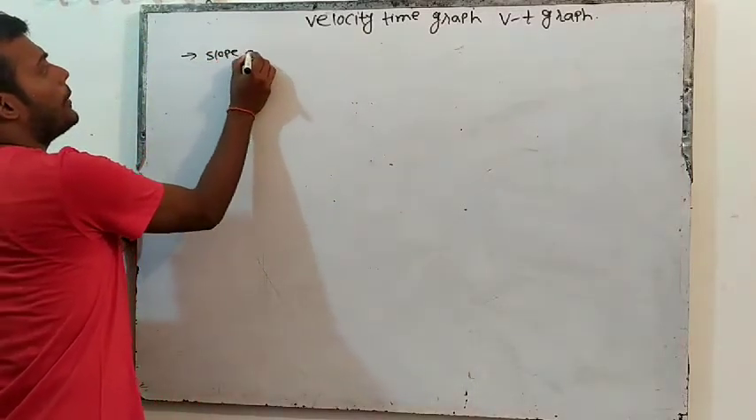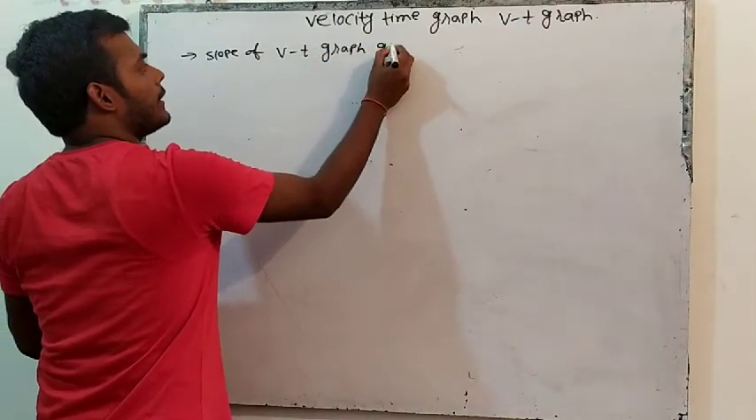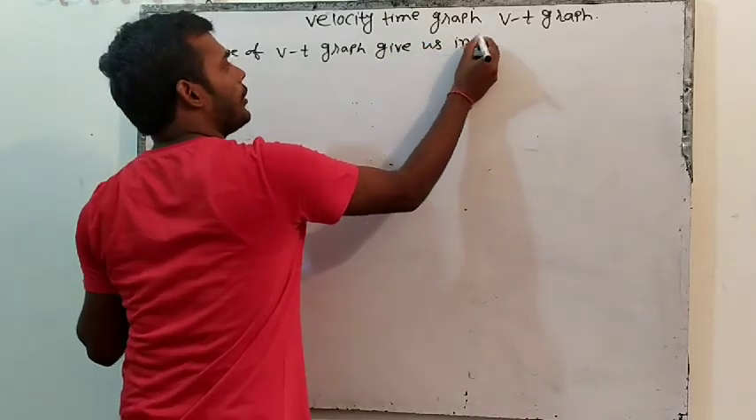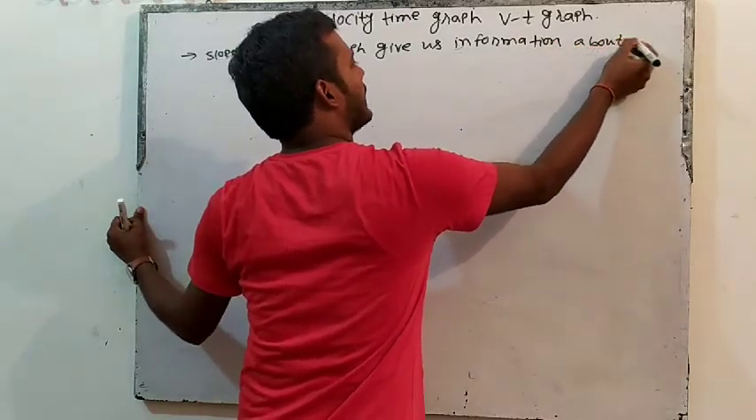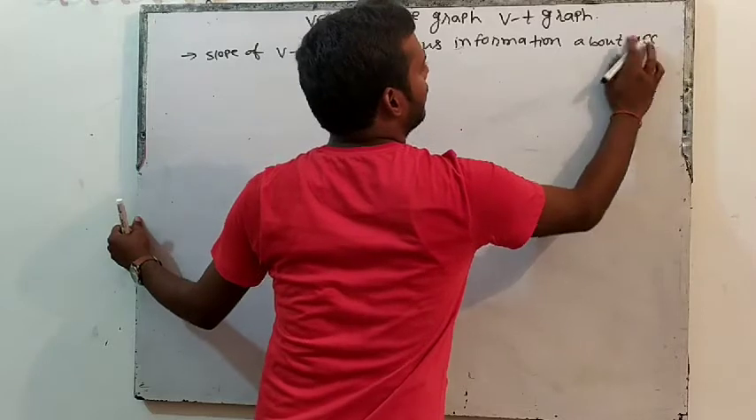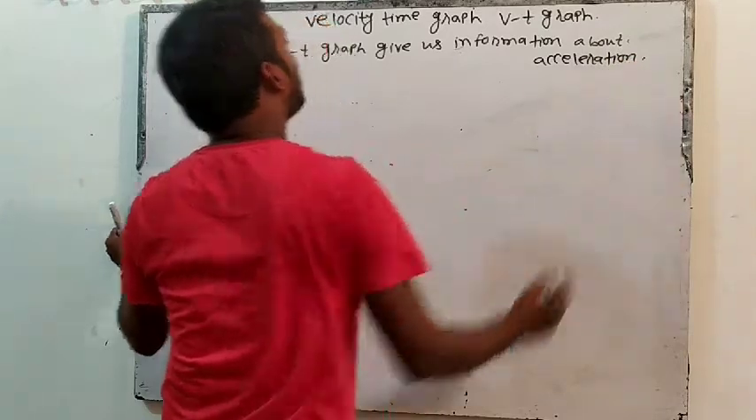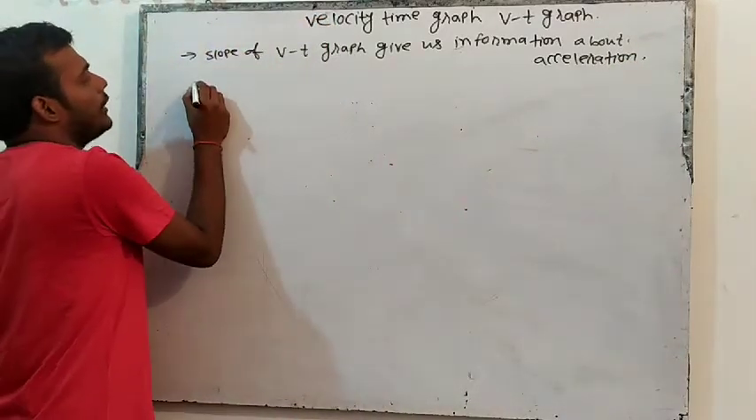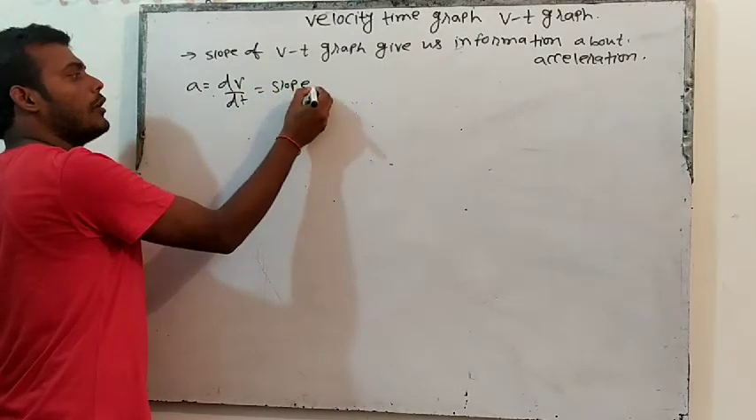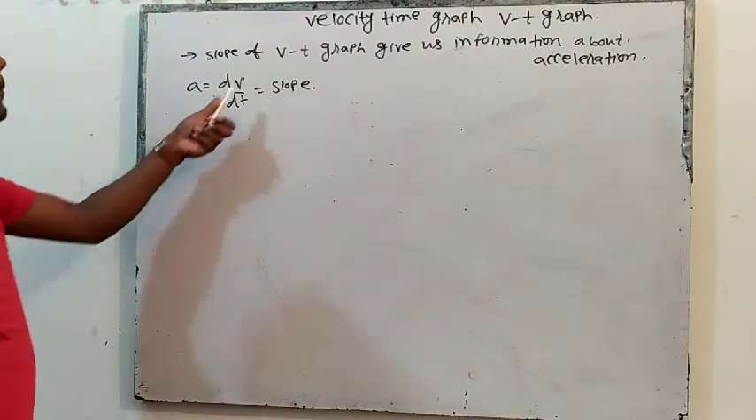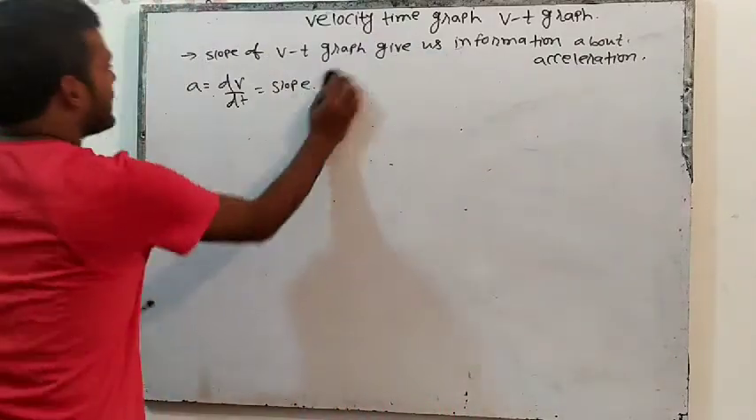First, write: slope of velocity time graph gives us information about, tell me what? Information about acceleration. Slope of velocity time graph gives us information about acceleration because we know that a is equal to dv by dt, and dv by dt is what? Slope, change in velocity divided by change in time. So slope of vt graph will give us information about acceleration. Clear?